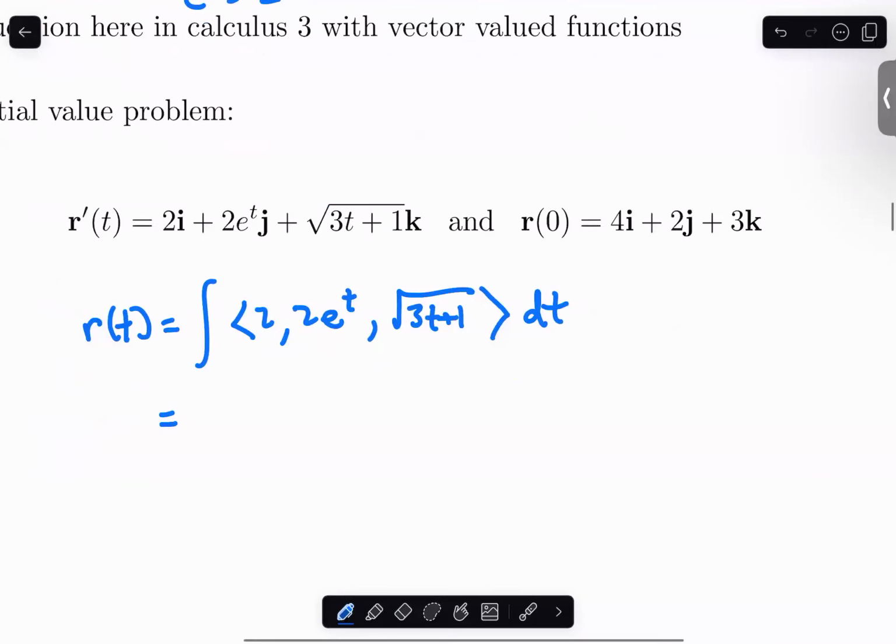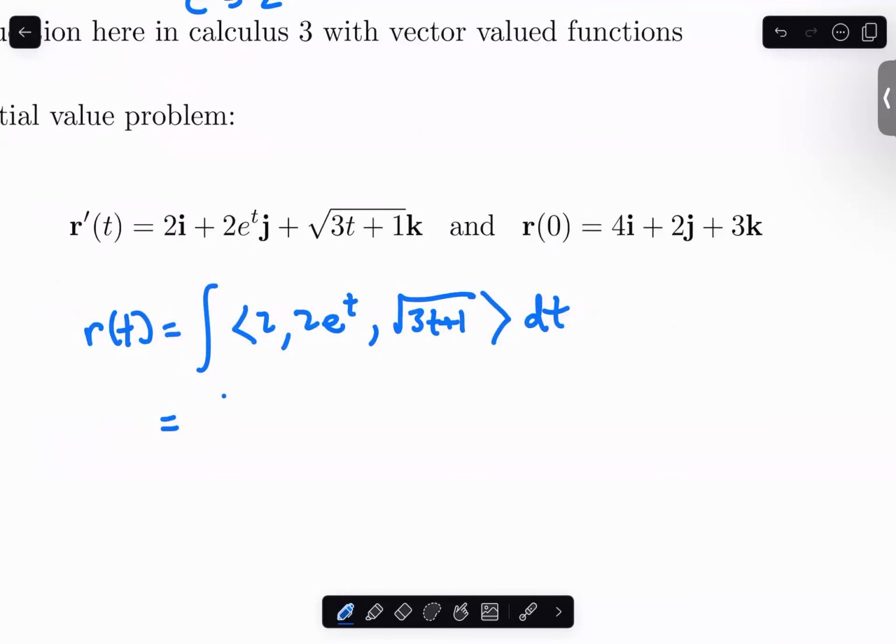When I integrate that, integrating 2 is going to give me 2t. Integrating e to the t is a copy of itself, and 2 is along for the ride. And then finally, integrating a square root. Again, there's a small u substitution here, because it's not just the square root of t, but the square root of 3t plus 1. So again, we're getting good at u substitutions. Small u substitutions can save you some real time.